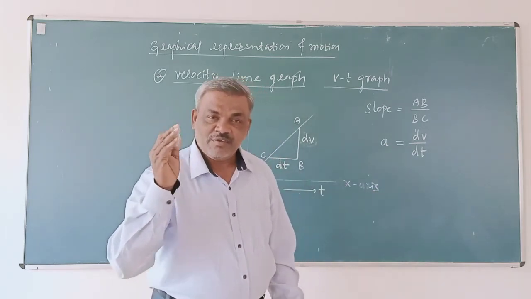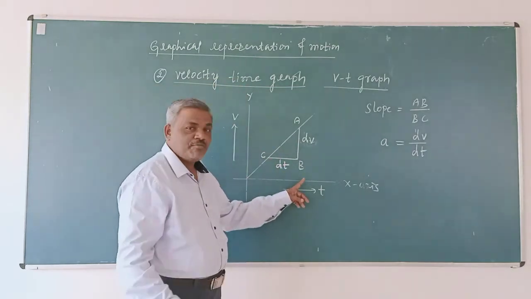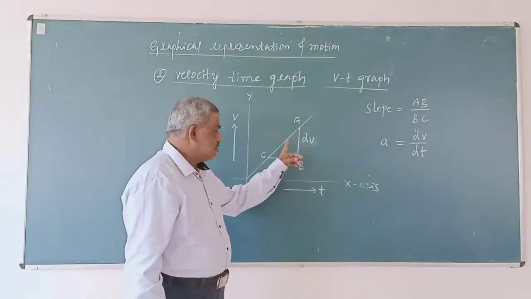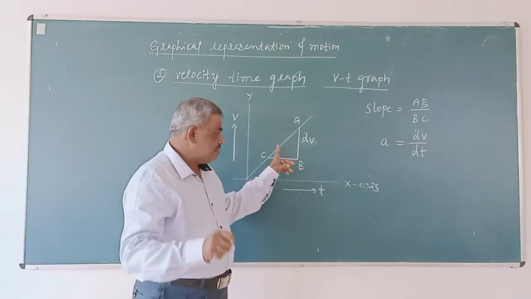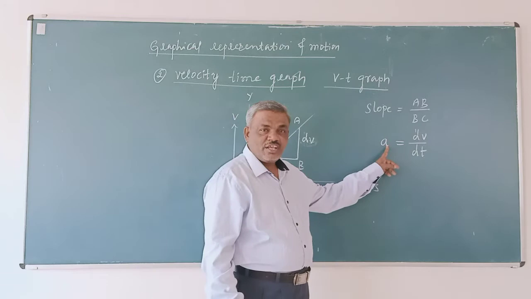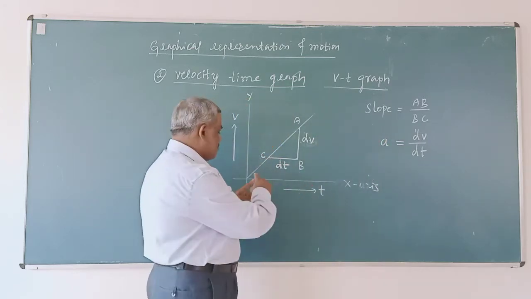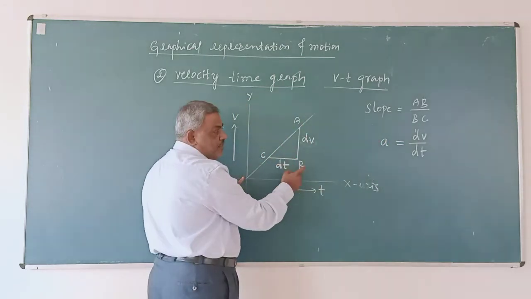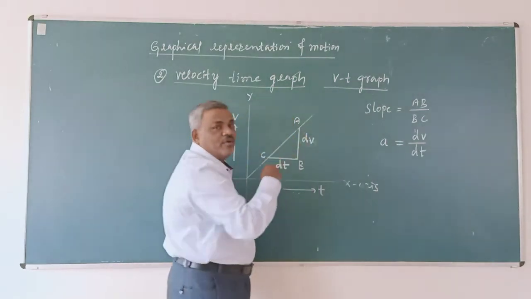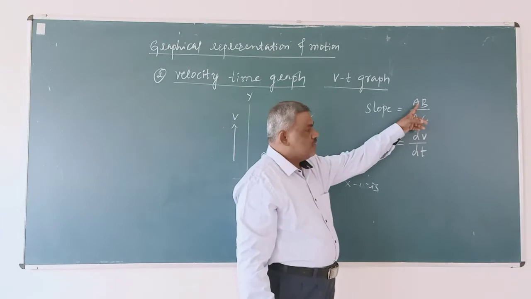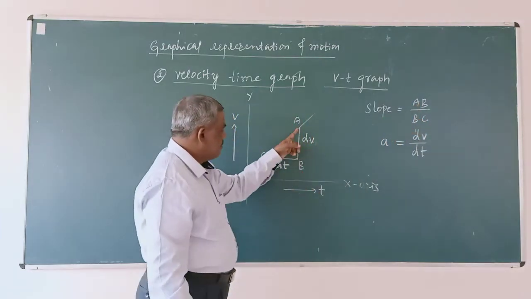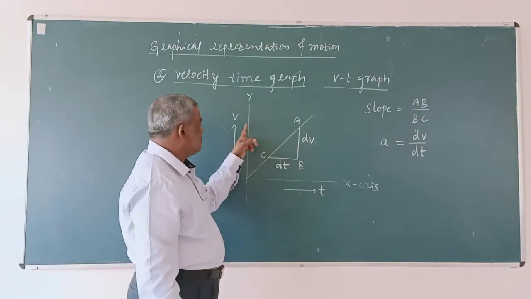Now here is one more question. What does the slope of the velocity time graph represent? The slope of the velocity time graph gives the acceleration of the body. So I repeat one more time here: the slope equals AB by BC. AB, which axis? Y axis.